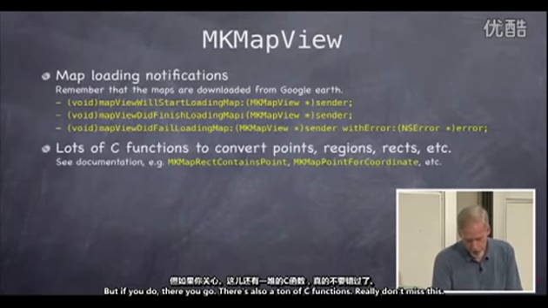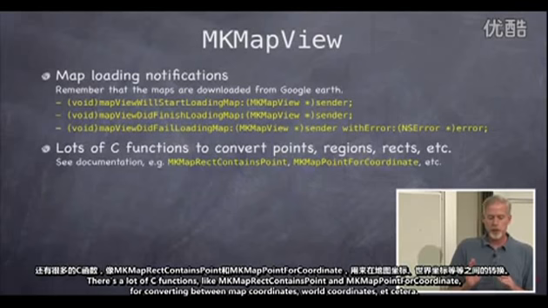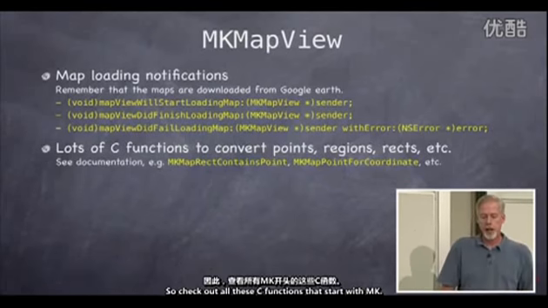There's also a ton of C functions. Really don't miss this. There's a lot of C functions like MKMapRectContainsPoint and MKMapPoint for converting between map coordinates, world coordinates, etc. So check out all these C functions that start with MK.